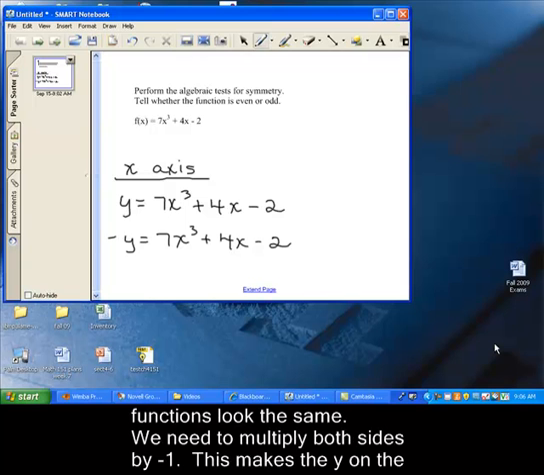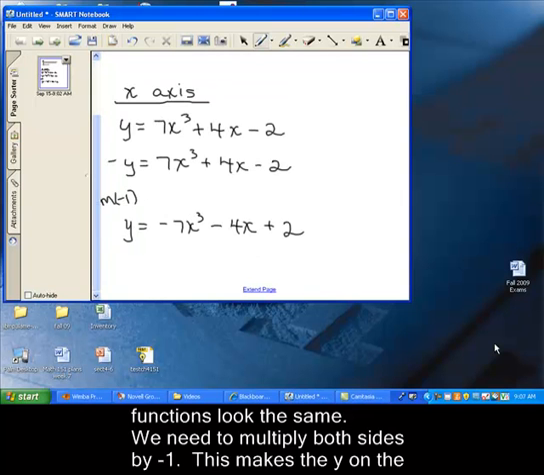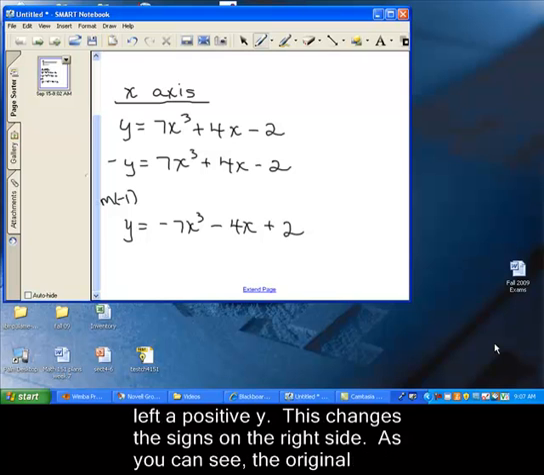The second step will now be to try to get the y by itself just using algebra and see if the two functions look the same as when we started the test. Remember that in algebra, in order to take a negative off of a variable, you just change the signs on both sides by multiplying both sides by -1. So here I've multiplied both the left and the right by -1, and that makes the y on the left a positive y, and it changes all of the signs on the right hand side. So now I'm left with -7x cubed minus 4x plus 2.